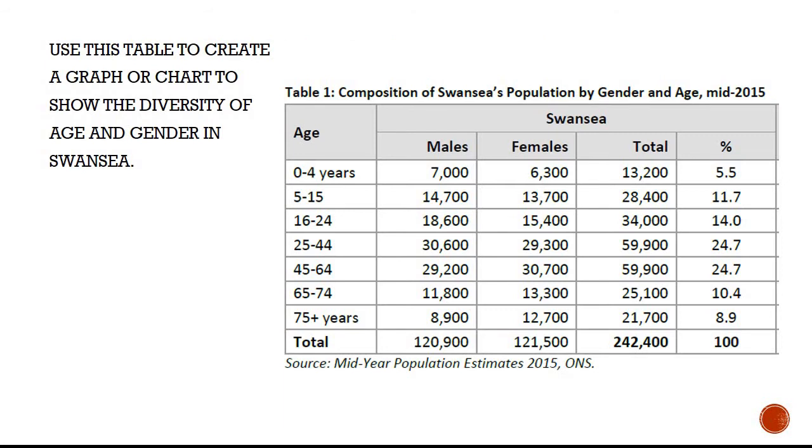The next one shows diversity of age and gender. So you're looking at male, female, and you're also looking at the 1, 2, 3, 4, 5, 6, 7 different age categories from the census data. Okay. So again, same thing applies. Add in the data on Excel, create the chart, copy and paste it, and then analyze the data.